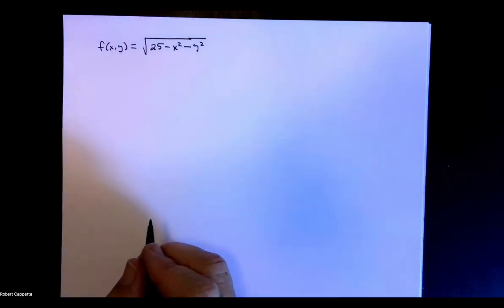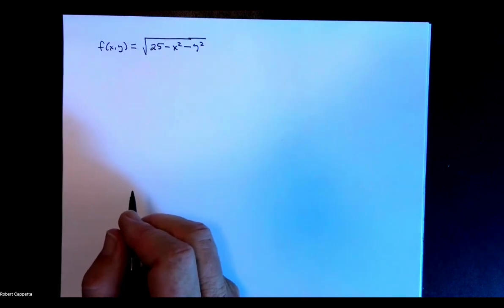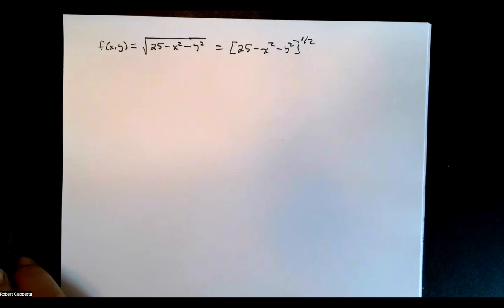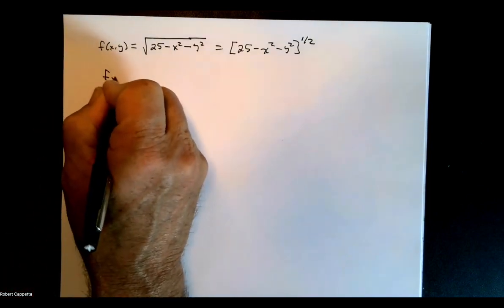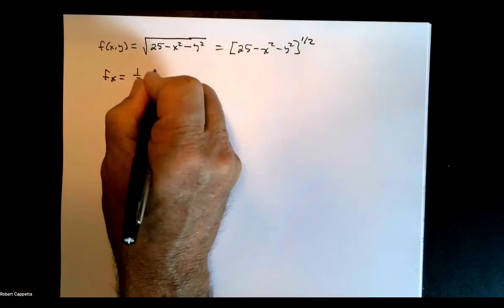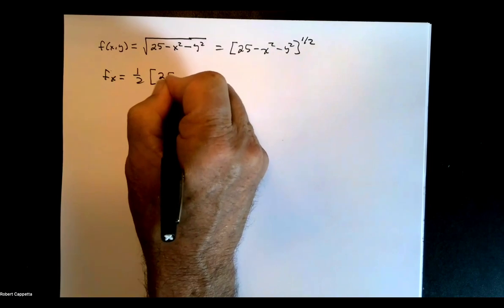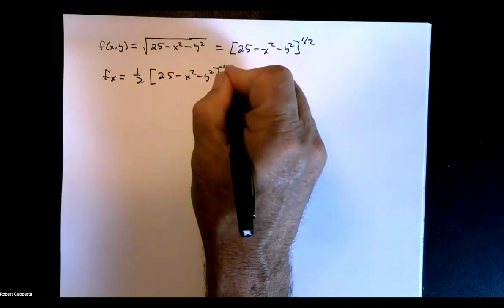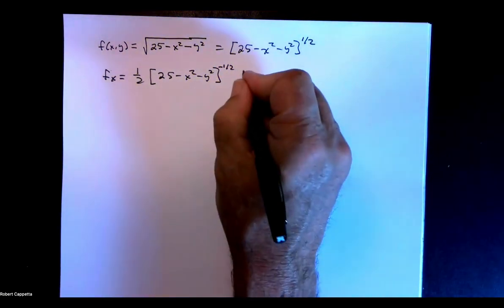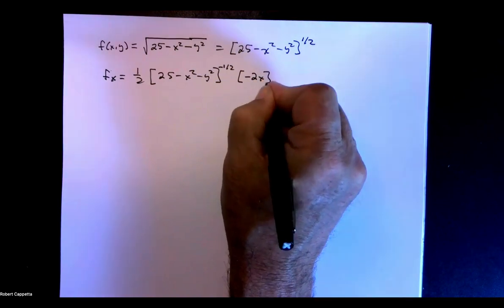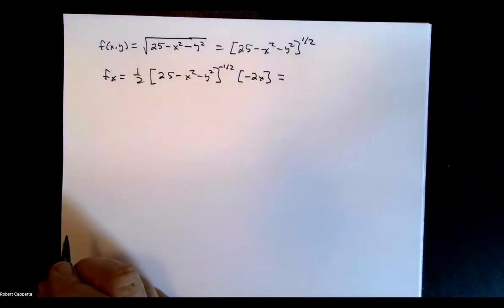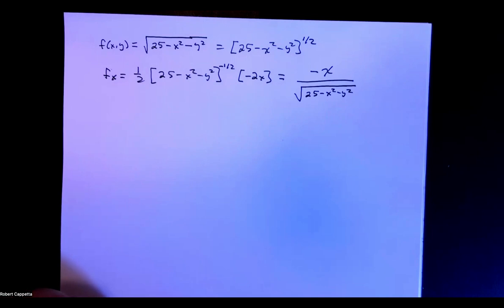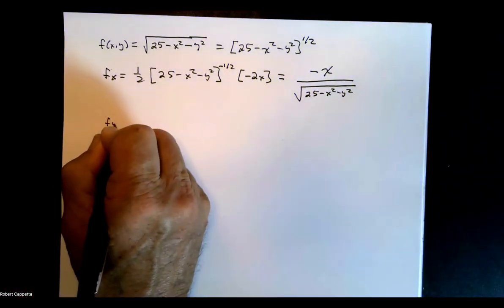We have f of x, y is the square root of 25 minus x squared minus y squared. And rewriting in exponential form, we can use the 1/2 power instead. So we want to find the partial derivative of f with respect to x. That will be 1/2 times 25 minus x squared minus y squared to the 1/2 minus 1, or negative 1/2 power, times the derivative of the inside with respect to x, which is negative 2x. And simplifying the algebra, we get negative x over the square root of 25 minus x squared minus y squared.